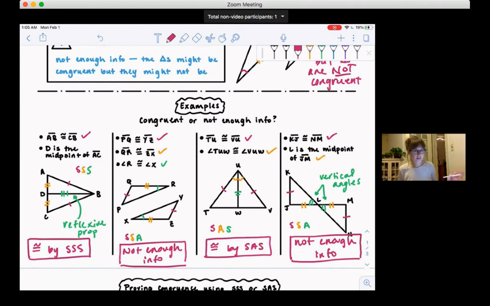So that's a little taste of our first two congruence theorems and how we might use them. If you're having a little trouble distinguishing between when it's SAS or SSA, just ask yourself, is the angle between the two sides or not? And you can just see that visually on the diagram. Is it between the two sides or is it not between them? If it is, then it's SAS. If it's not, then it's SSA.